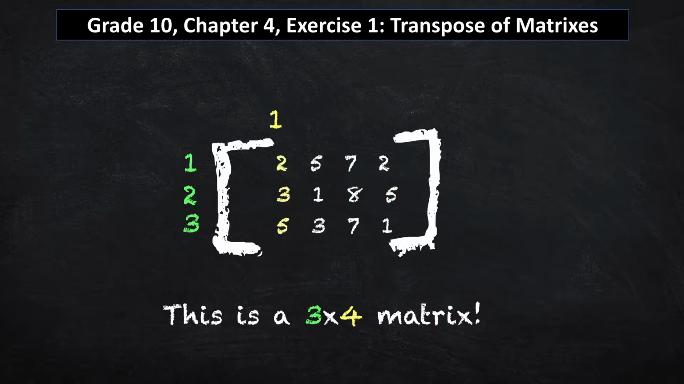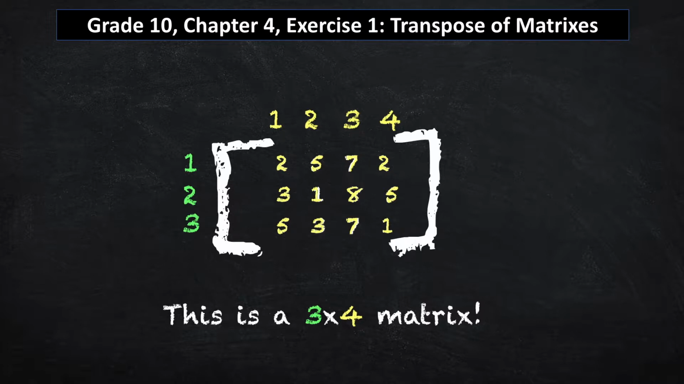The first column has the numbers 2, 3, 5. The second column has the numbers 5, 1, 3. The third column has the numbers 7, 8, 7. And finally, the fourth column has the numbers 2, 5, and 1.